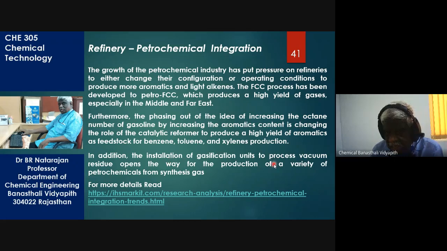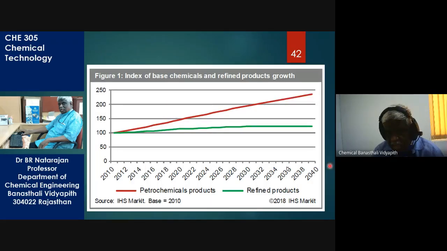In addition, the installation of gasification units processing vacuum residue opens the way for production of a variety of petrochemicals from syngas, right? Syngas, you know, carbon monoxide and hydrogen, right? So you could see a report on this, right? I've just given the reference. Just have a look at it from 2010 to 2020.